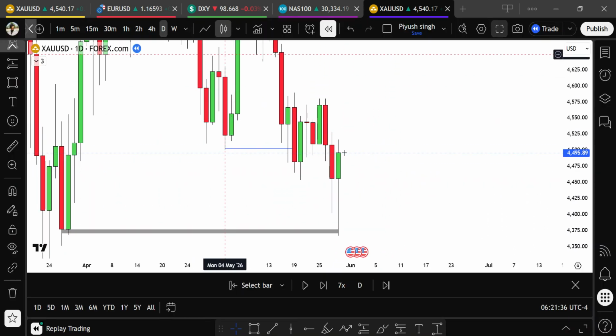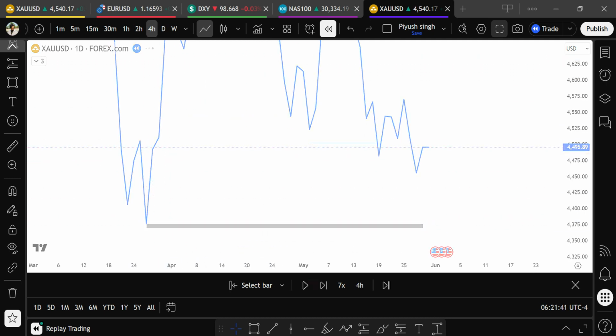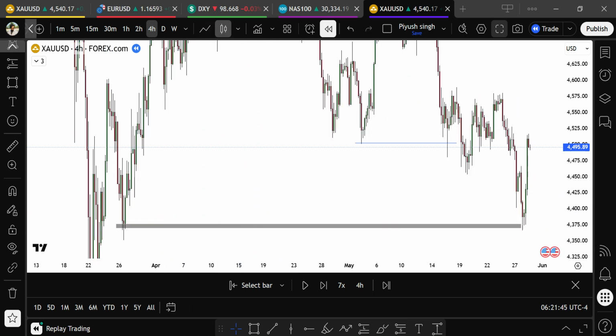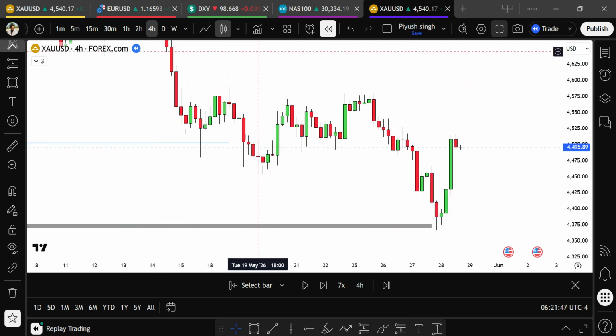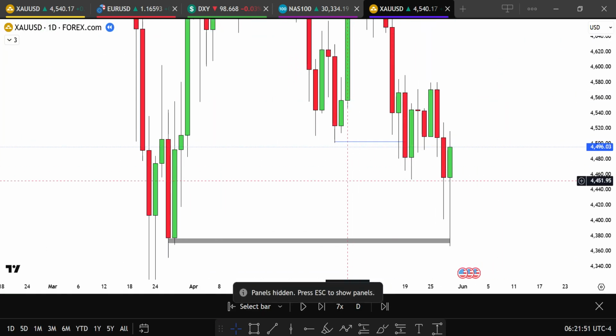Also, when you check the zone, here you can see we have a fresh fractal zone. When you check the 4 hour time frame, yes, we have a fresh fractal zone. And I will create a video on how to mark a fresh fractal zone, what a fresh fractal zone is, and so on.